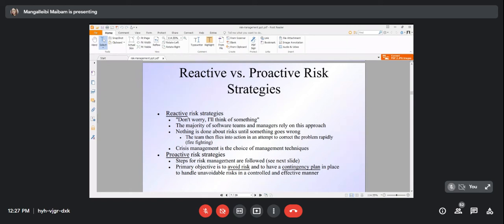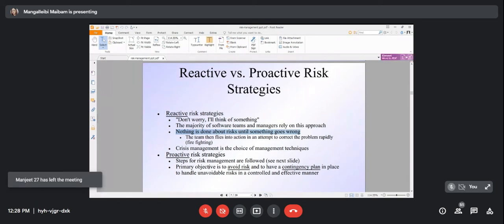So here, reactive. Okay, nothing is done about risks until something goes wrong. So you have to get this point. Nothing is done about risk until something goes wrong. With this kind of strategy, unless and until some problem occurs, we do not react. Without any problem occurring, we should not react to anything. That kind of strategy is known as reactive risk strategy.